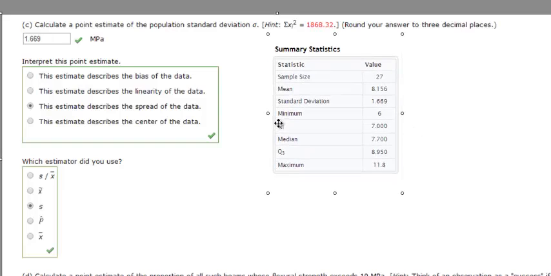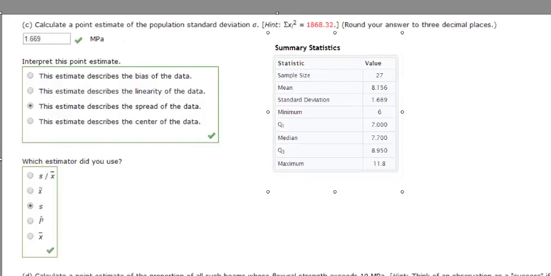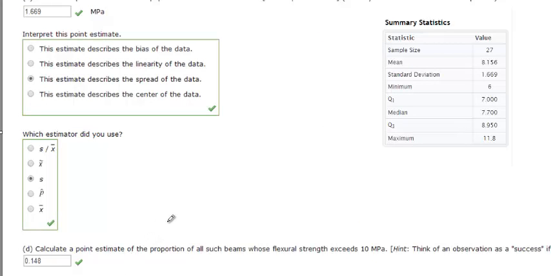And for this question D here, I just went over to my chart and I counted all those that were over 10 megapascals, and I happened to get 4 out of 27. So the probability, or the p-hat, that it's greater than 10, I just counted the ones that were over that, so that would have been 4 out of 27.